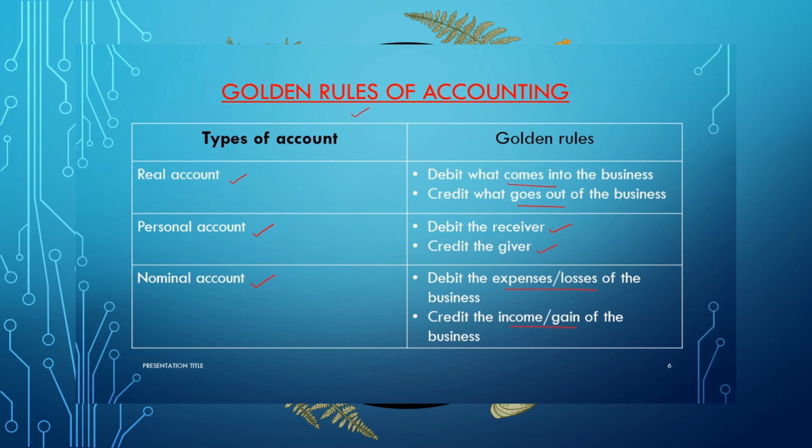So the golden rules of accounting, once more I'll explain. Real account is debit what comes into the business, credit what goes out of the business. Personal account is debit the receiver, credit the giver. Nominal account is debit the expenses or losses, credit the incomes or gains. Okay, so these were the golden rules of accounting.